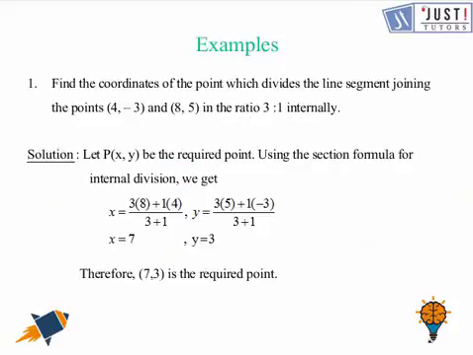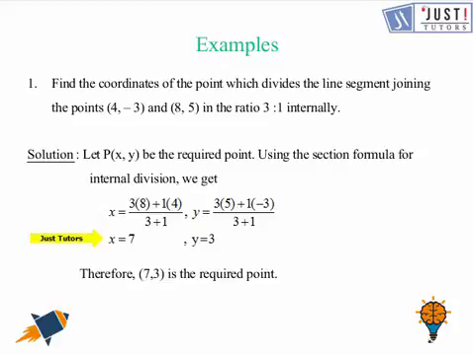Let's move ahead and look at one example with this. We need to find the coordinates of the point which divides the line segment joining these given points in the ratio of 3:1 internally. So we'll be using this formula where we had the operation sign of plus in between.